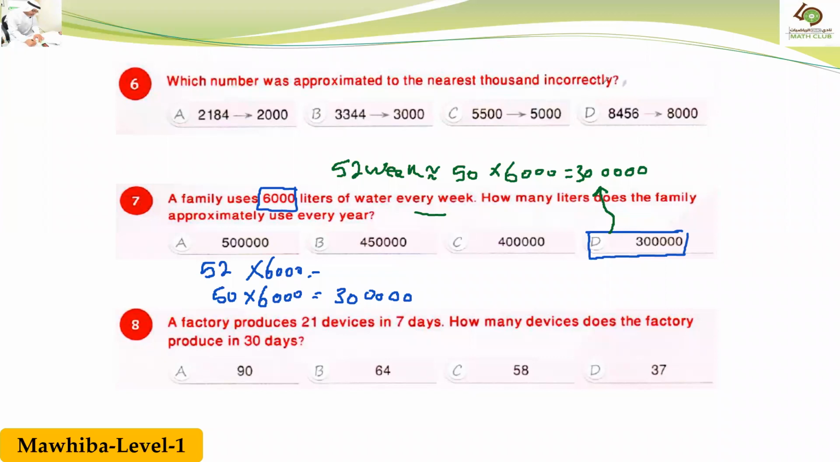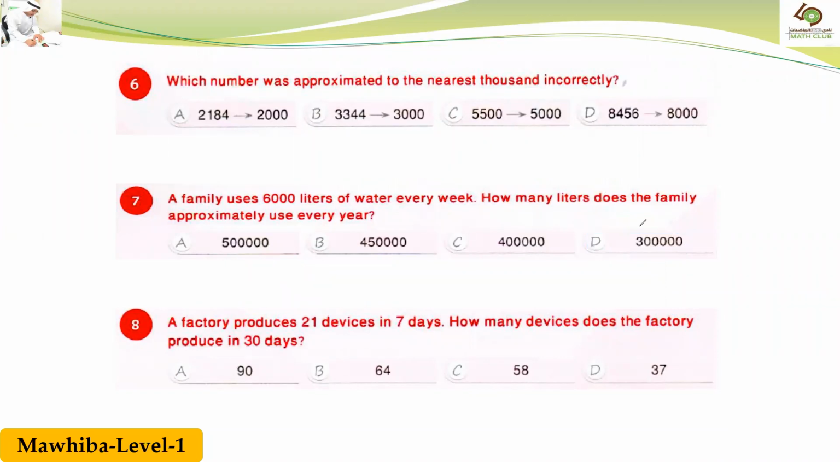Okay, now we will go to number 8. Who will read number 8? Faris Al-Jawad, can you read number 8, please? Yes. A factory produces 21 devices in 7 days. How many devices does the factory produce in 30 days? I think it is easy. Okay.